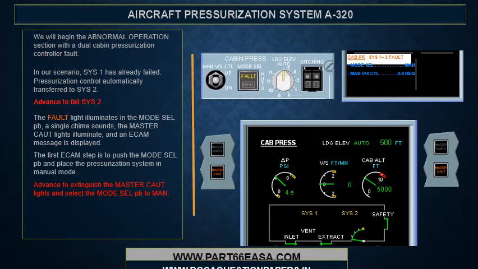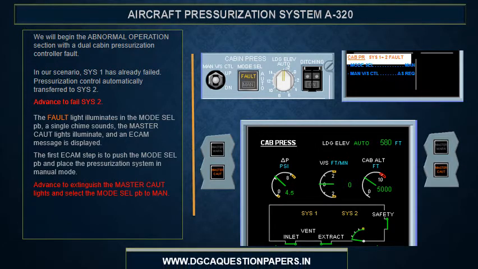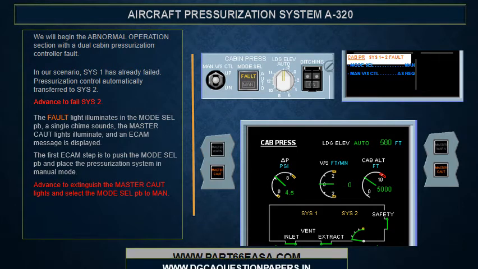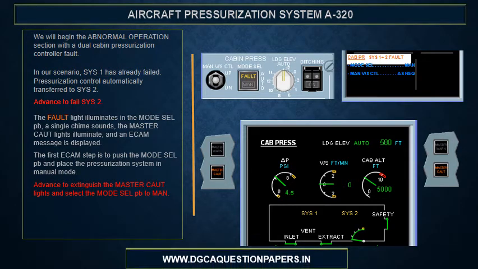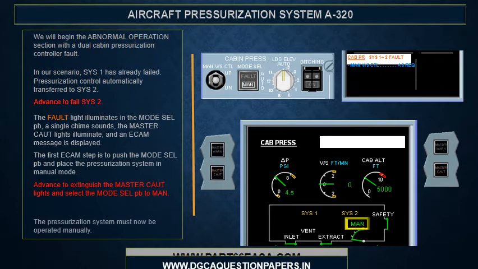The first ECAM step is to push the mode select push button and place the pressurization system in manual mode. Advance to extinguish the master caution lights and select the mode select push button to manual. The pressurization system must now be operated manually.